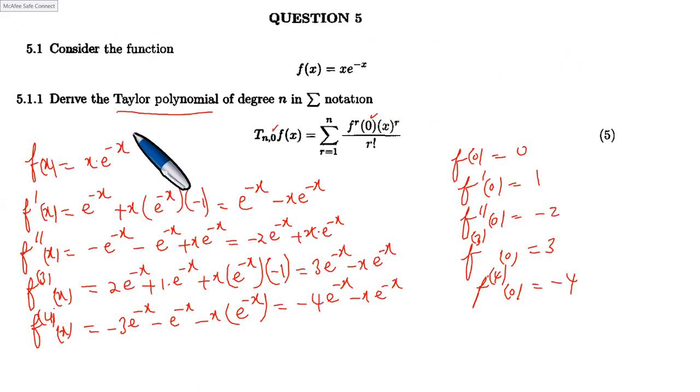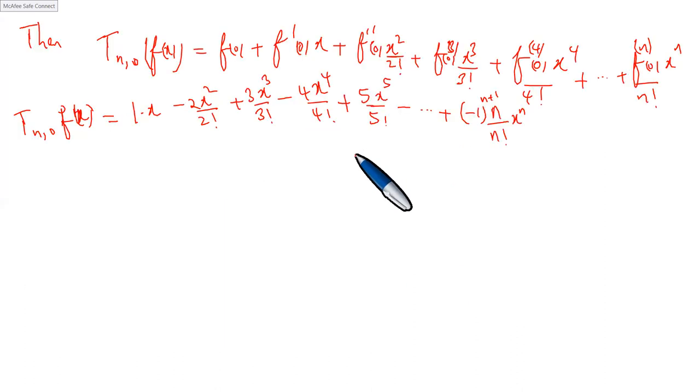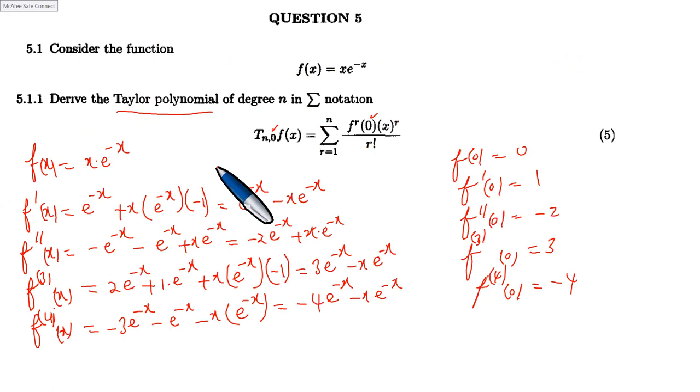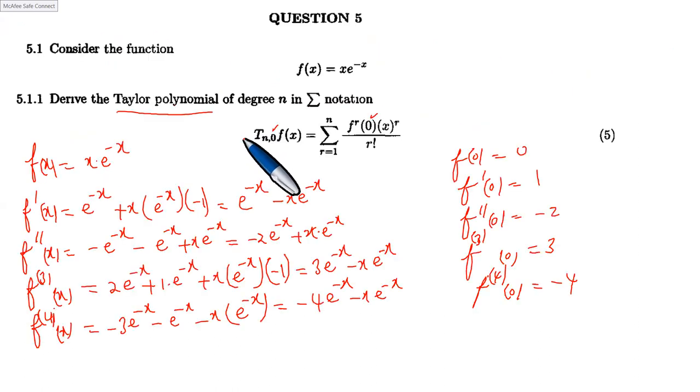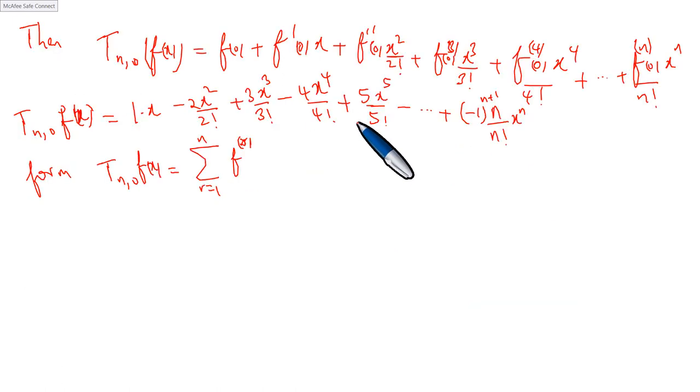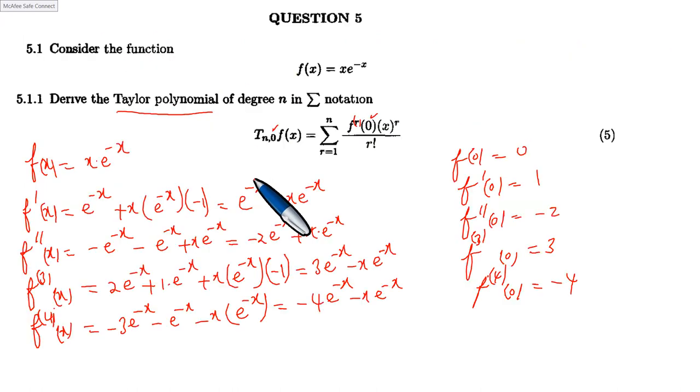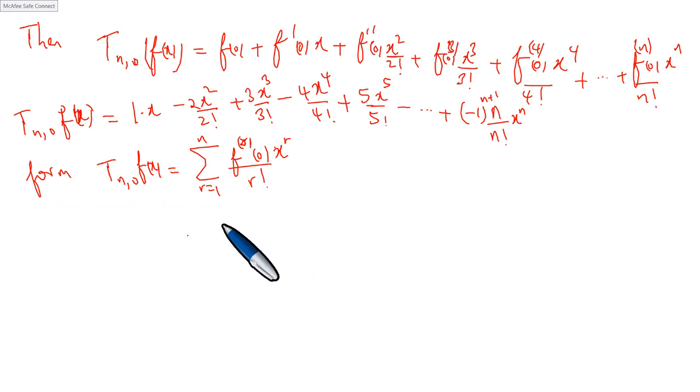Okay, so how far are we? Derive the Taylor polynomial of degree n in sigma notation like that. So it must be of the form, sum from r equals one. Hey, they even missed the brackets here. There must be brackets here, because this is the derivative, zero. x to the power r divided by r factorial. Okay, so it must be of this form, this derivative.